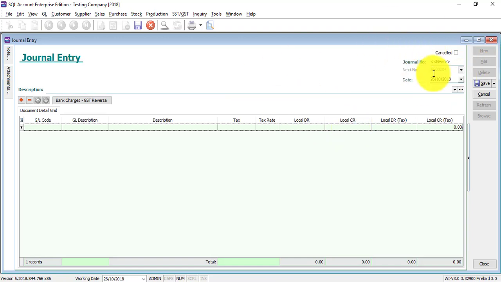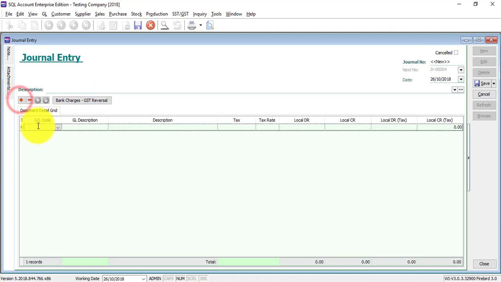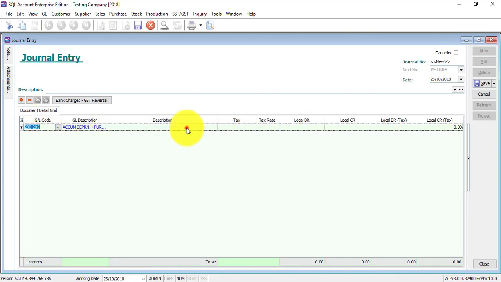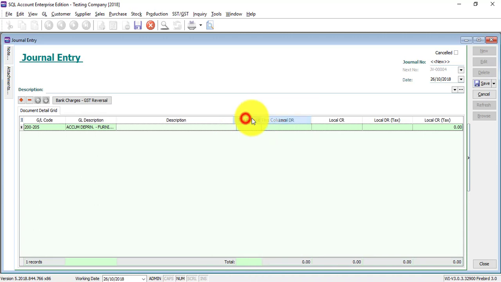So the journal number will run automatically, same as the date. You can put in the description. Then go to plus to select an account. Let's say this is an accumulated depreciation account. Whatever description you want it to be, you can take out the tax rate if it's not related to SST or GST.